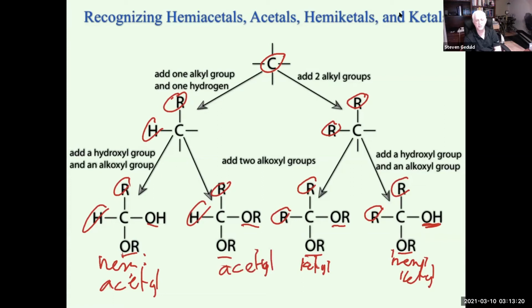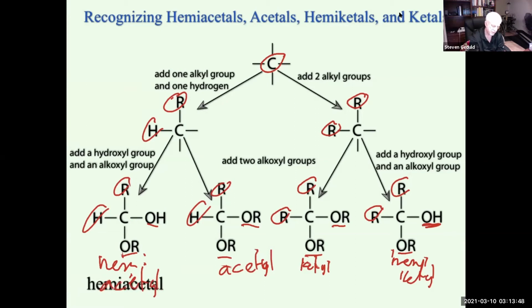Okay, that's how it breaks down. So an aldehyde and an alcohol is going to give you a hemiacetal and an acetal. A ketone and alcohols are going to give you a hemiketal and a ketal. So everybody's going to tell the difference between an acetal, hemiacetal, ketal, and hemiketal. So you'll know the difference, be able to tell those on an exam.